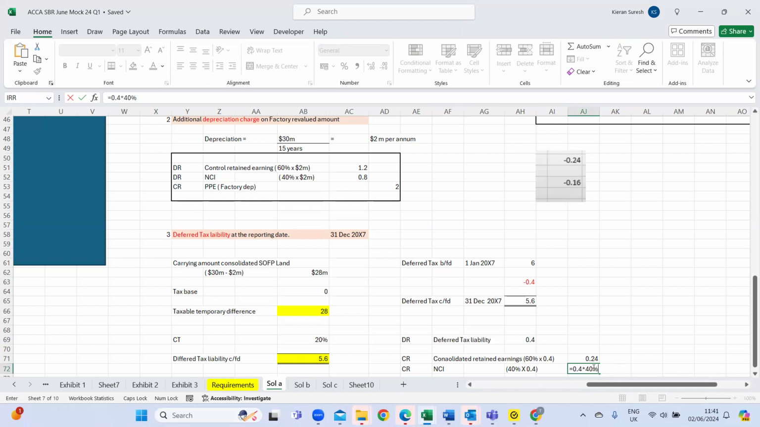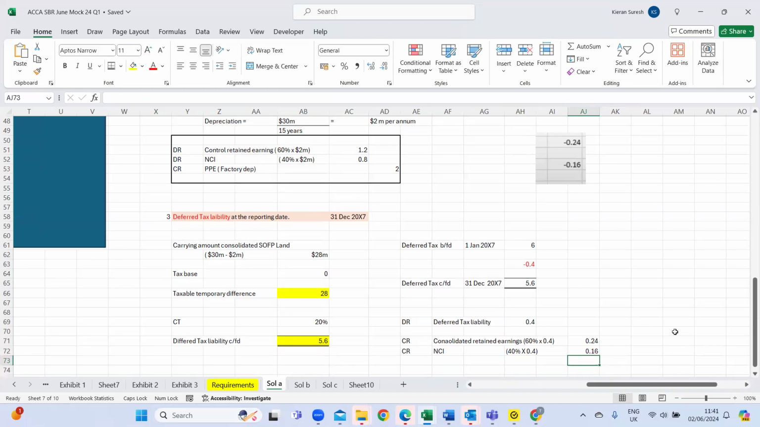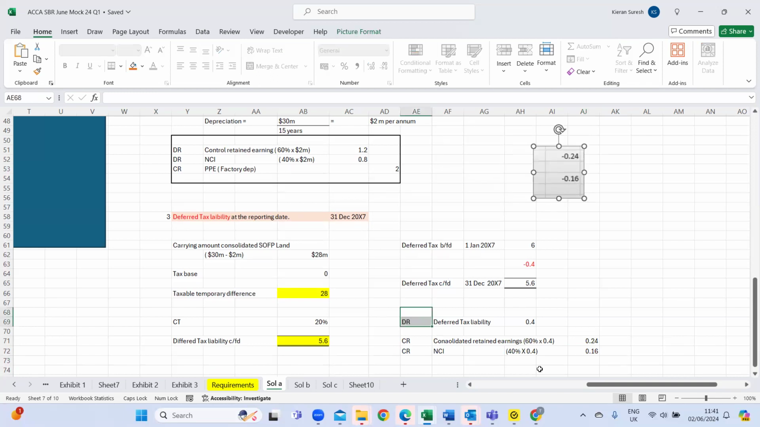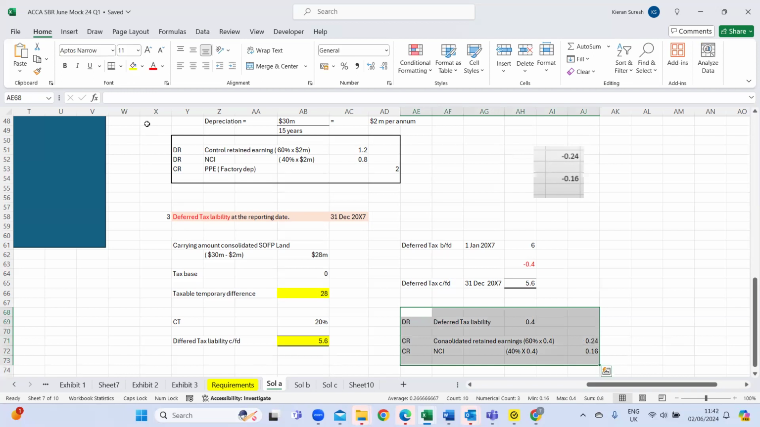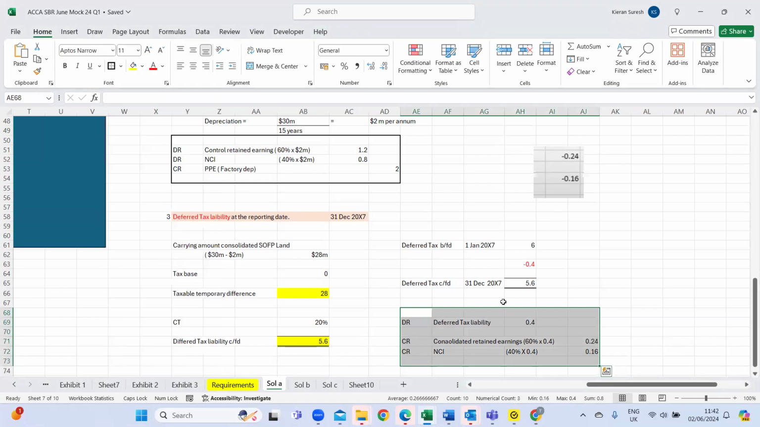40% is equal to 0.16. Now you have to be very careful here. This is what I've got on these slides, right? This is the double entry impact. Now you need to think how this is going to impact the pre-populated spreadsheet.